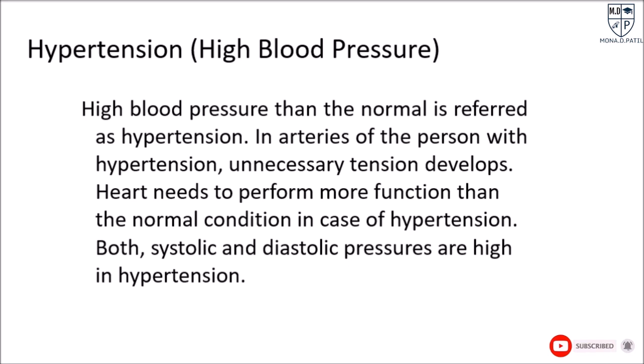Then hypertension or high blood pressure. High blood pressure than normal is referred to as hypertension. In the arteries of a person with hypertension, unnecessary tension develops. The heart needs to perform more work than in the normal condition. In case of hypertension, both systolic and diastolic pressure are high.